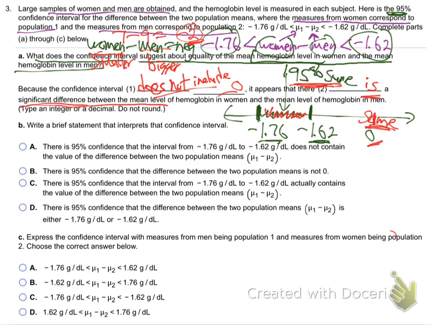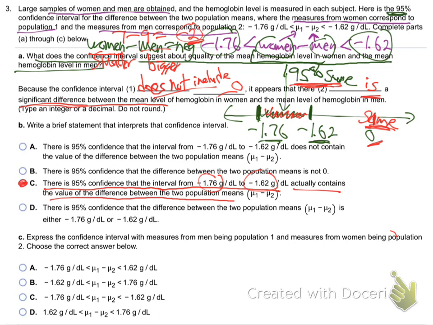Write a brief statement. Here's our answer. 95% confidence that the interval between negative 1.76 and negative 1.62 actually contains the value of the difference between the two population means, meaning the true difference between all women and all men. That's always what we're going after in these statistics problems. We take a sample of a few men and women, and we're trying to find the truth of all men and women about whatever the difference is in the case you're looking at.